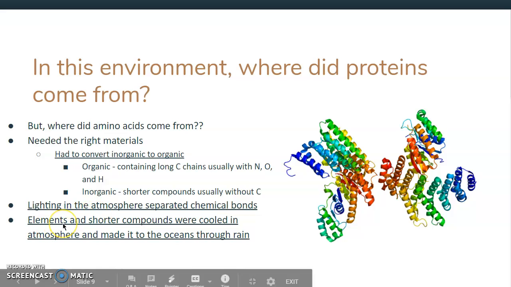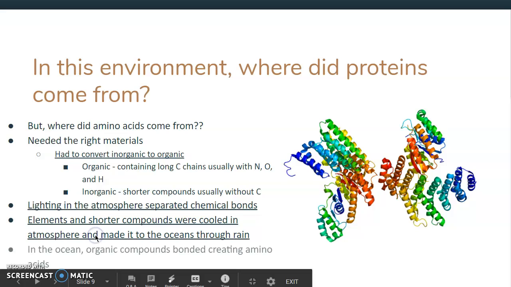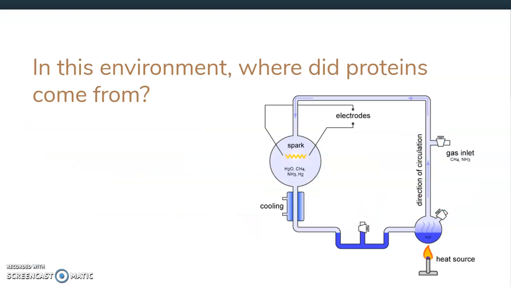And now that we have the materials, those inorganics broken up into elements and shorter compounds, they were cooled in the atmosphere where the lightning strike occurred, and then made it to the oceans through the rain that was present. And then once in the ocean, the organic compounds bonded to each other, creating amino acids.